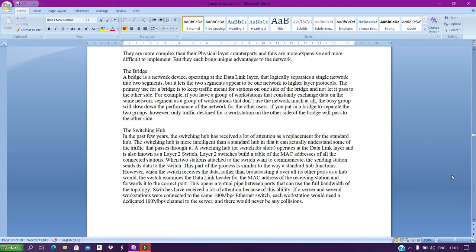For example, if you have a group of workstations that constantly exchange data on the same network segment as a group of workstations that don't use the network much at all, the busy group would slow down the performance of the network for other users. If you put a bridge to separate the two groups, however, only traffic destined for a workstation on the other side of the bridge will pass to the other side.